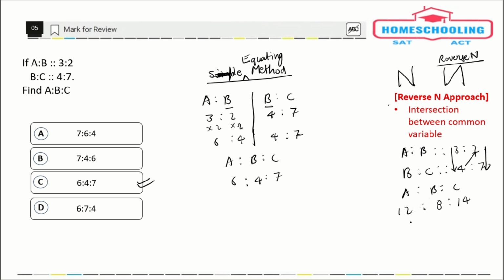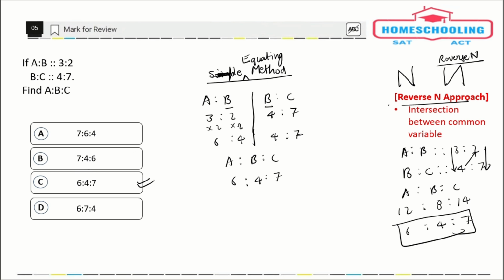If you divide all of them by 2, it would be 6, 4, 7. So this is your reverse N approach. But you have to remember that the variable at this intersecting line should be common. Then only you can use this shortcut method.